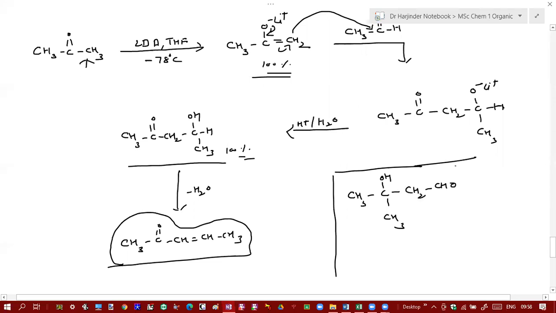This one. First of all, we take the aldehyde and prepare its enolate. Yes, sir. First of all, we take aldehyde. We will selectively prepare its enolate by using LDA, and then we will react it with acetone.